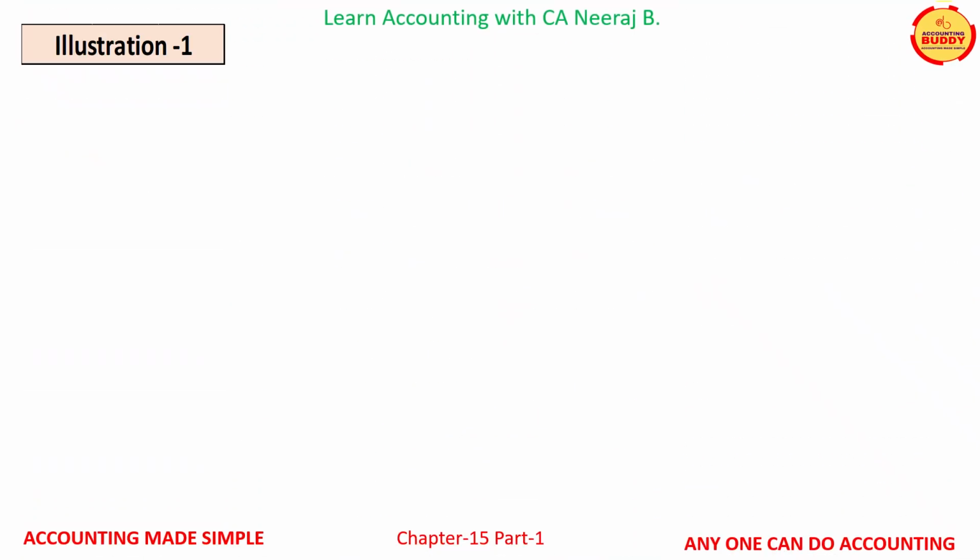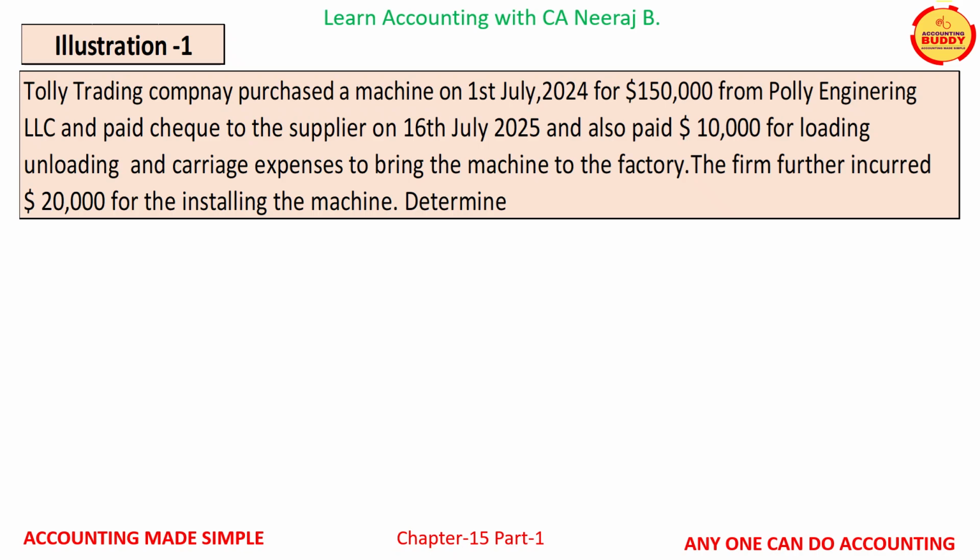Let us further strengthen our understanding of the concept of depreciation with an illustration. Tolly Trading Company purchased a machine on 1st of July 2024 for $150,000 from Poly Engineering LLC and paid a check to the supplier on 16th July 25 and also paid $10,000 for loading, unloading and carriage expenses to bring the machine to the factory.